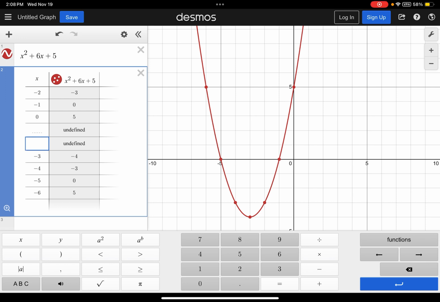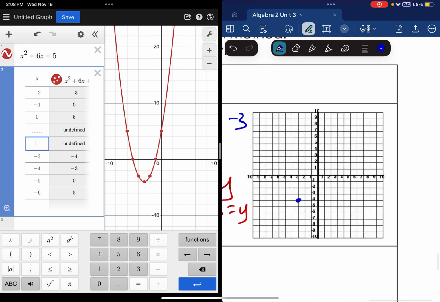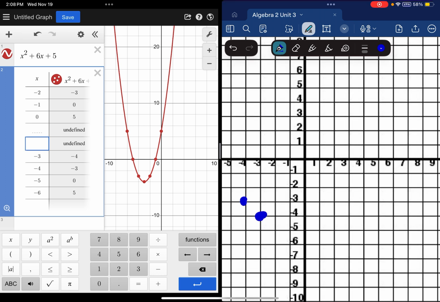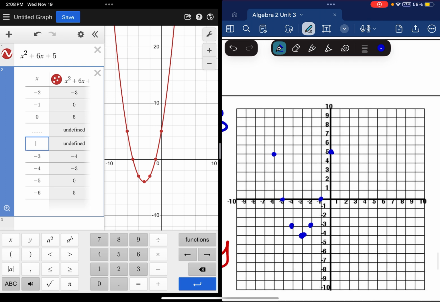Negative 2, 0. So let's do split view, slide it over so I can open up GoodNotes and we can see both of them at the same time. We're now going to graph these points. At negative 3, I'm at negative 4. At negative 4, I'm at negative 3. At negative 5, I'm at 0. At negative 6, I'm at a positive 5. At negative 2, I'm at negative 3. At negative 1, I'm at 0. And at 0, I'm at 5. So here is my graph.